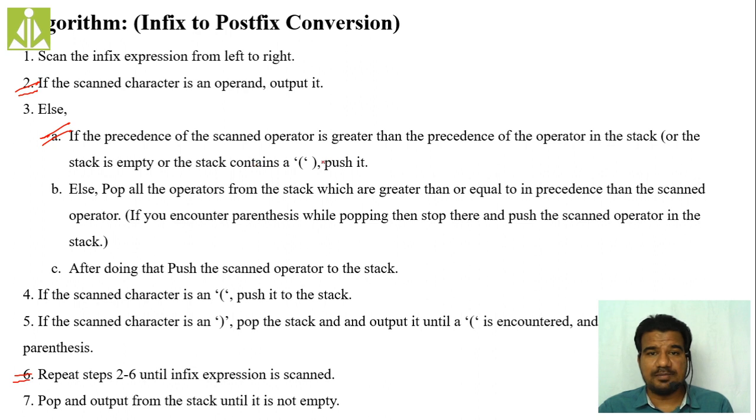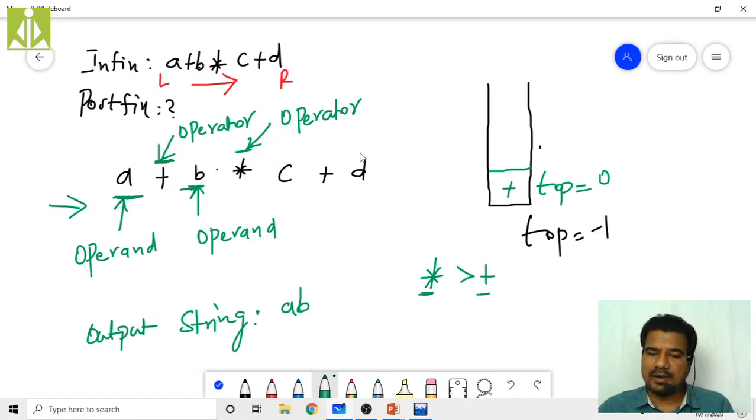Read this statement twice, thrice, four times until you understand: if the precedence of the scanned operator is greater than the precedence of the operator in the stack, push it. So currently we are pushing this star over here. Before pushing, increment the top value. Top will become 1 now, and push the multiplication operator over here. Next, scan the next character.